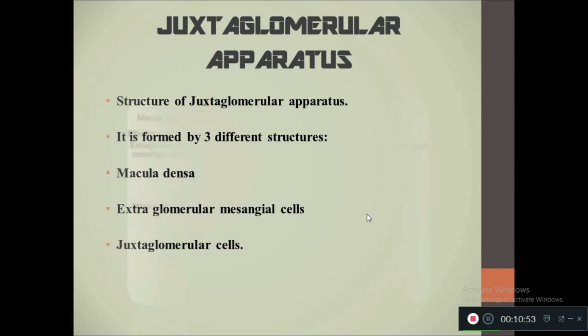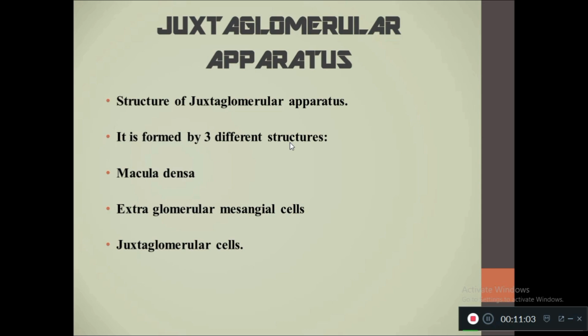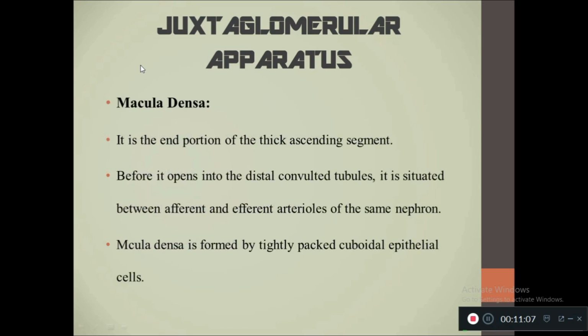You can see the diagram again. The macula densa is located between the afferent arteriole and efferent arteriole, and it is present at the end portion of the ascending segment of the nephron. Macula densa is formed by tightly packed cuboidal epithelial cells. The cells found in macula densa are cuboidal epithelial cells.